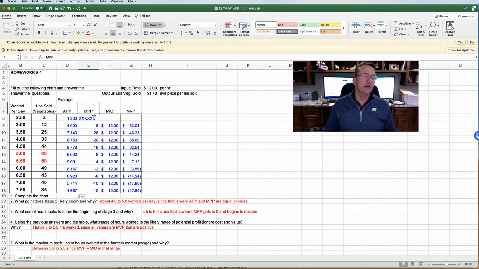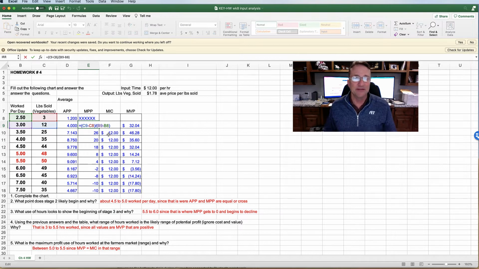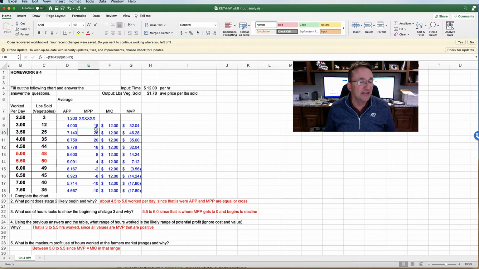Now, if you come over here, this is measuring that change. You mark out the first row and go down to the second. The formula for this is going to be the difference in the vegetables sold divided by the difference in the workers' hours worked per day, or the workers per day. So the input is what this is. The difference between your production and your input is the change, and that's going to be 18 pounds. So for every one invested, when you go from here to here, every one gives you 18.